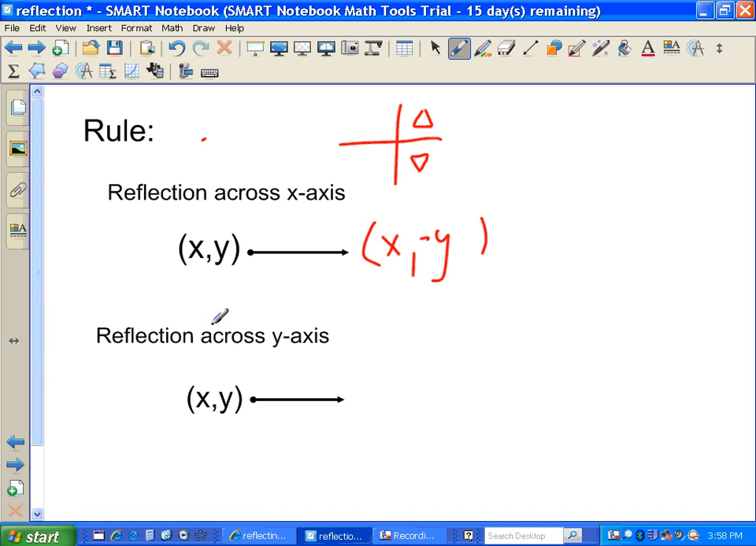Okay, so that's the rule for that one. When I did the reflection across the y-axis, my triangle went like that, and then let's see if I can recreate that. Something like that. So in this case, my y-coordinate stayed the same.